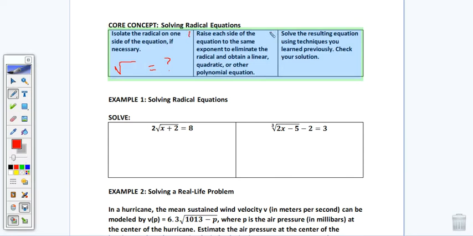Okay, step 2 then. Raise each side of the equation to the same exponent to eliminate the radical and obtain a linear, quadratic, or other polynomial equation. So if I'm taking the cube root of something, what power do I want to raise everything to get rid of that root sign? If I'm taking the cube root, I would raise it to the power of 3. And then finally, use your rules of mathematics to solve, but it always says to do what?